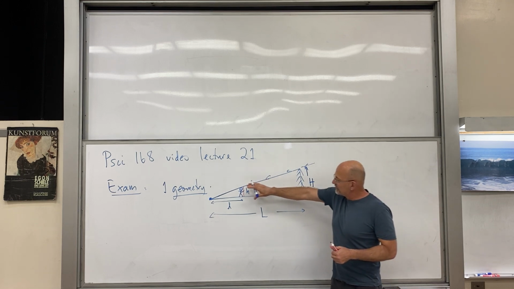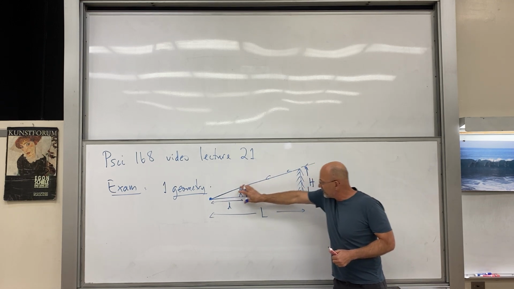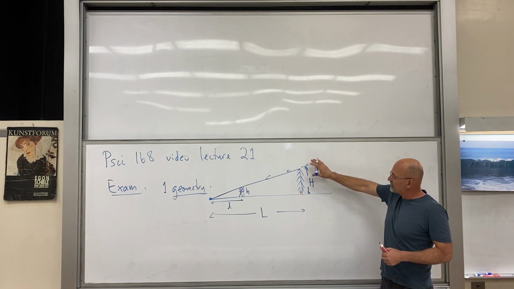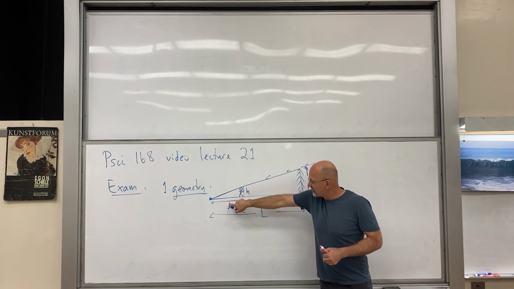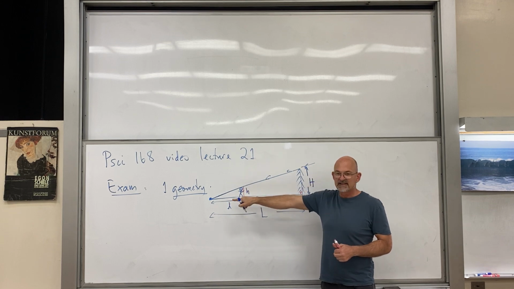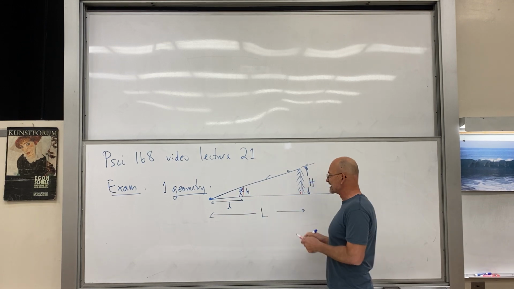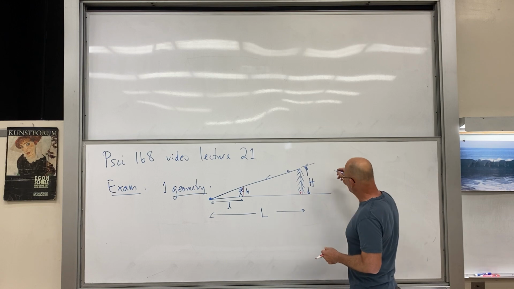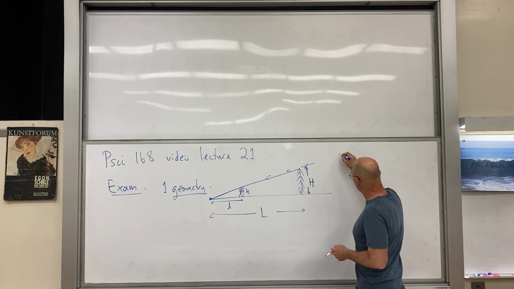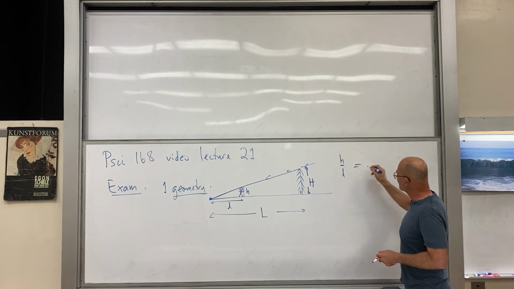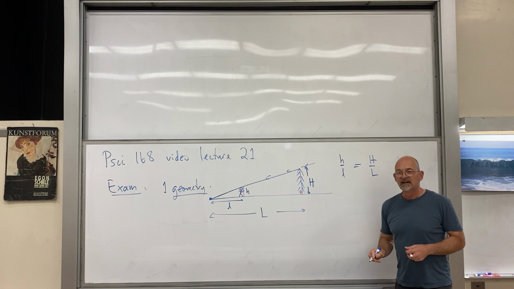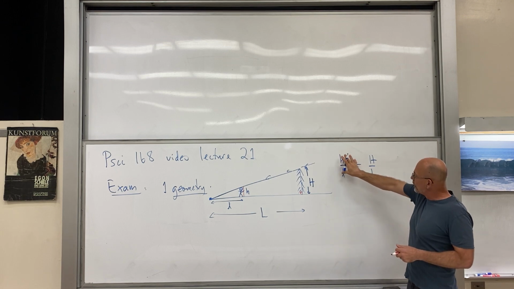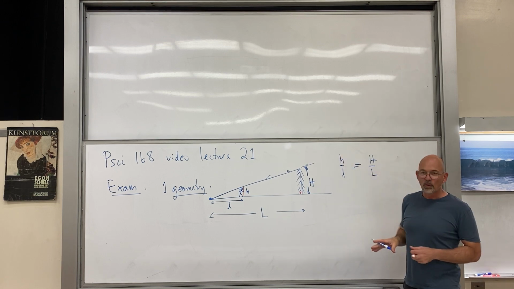The fact that these two, the small triangle in the corner and the big one, are similar means that any ratios of lengths characterizing these triangles are the same. So in this case, we have for the small triangle h divided by l, and for the big triangle capital H divided by capital L. You need to know 3 of these and you can find the 4th.